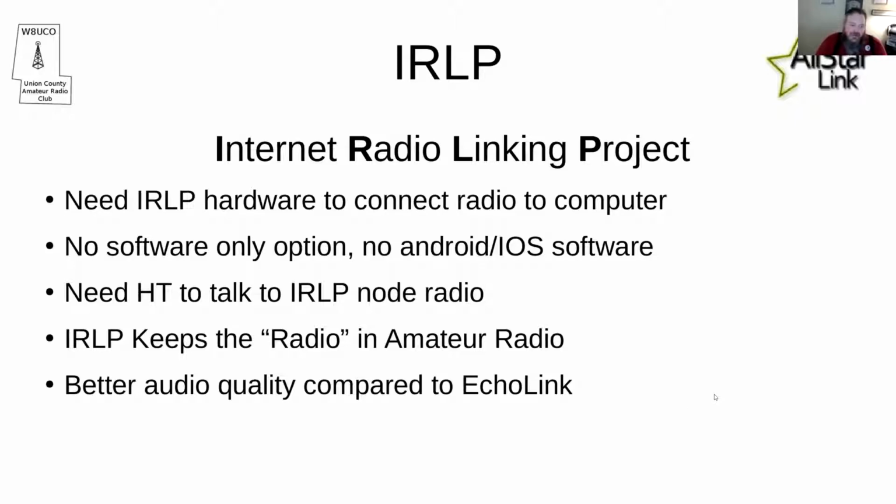One of the things about IRLP is it keeps the radio in amateur radio by requiring everyone to have a radio to use it. Generally speaking, the audio quality is a little bit better on IRLP compared to Echolink, and that can be due to the radios and repeaters generally having better audio quality than a Windows computer with a cheap microphone attached to it, where the audio level is not adjusted very well.